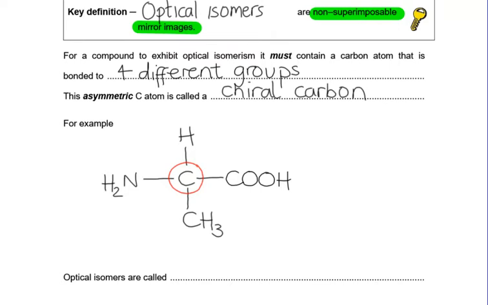Now this carbon in the centre here would be classed as a chiral carbon because each of the things attached to it are unique. So we've got a hydrogen, that's group number 1. We've got a COO group, a carboxylic acid group, that's group number 2. We have a methyl, that's group number 3. And we also have an amine group, that's group number 4. So 4 unique groups. That makes this a chiral carbon.